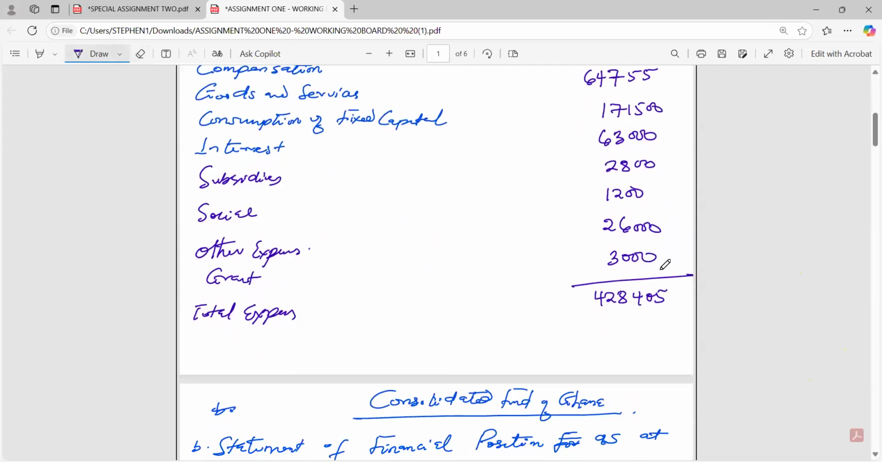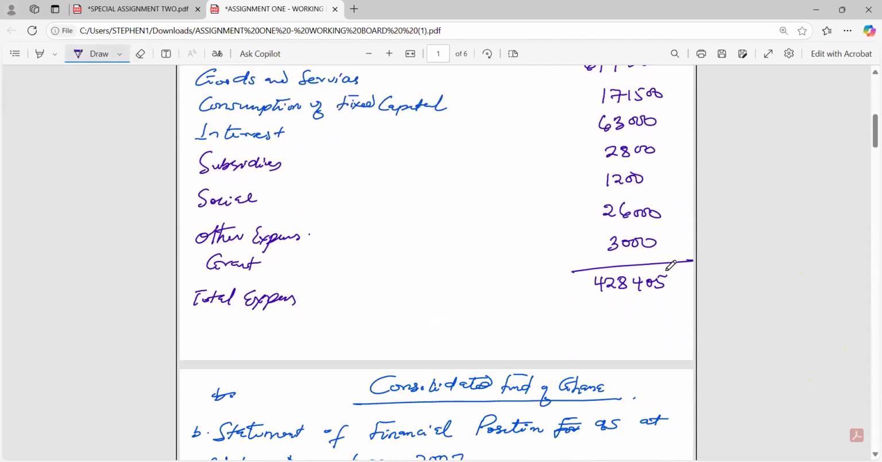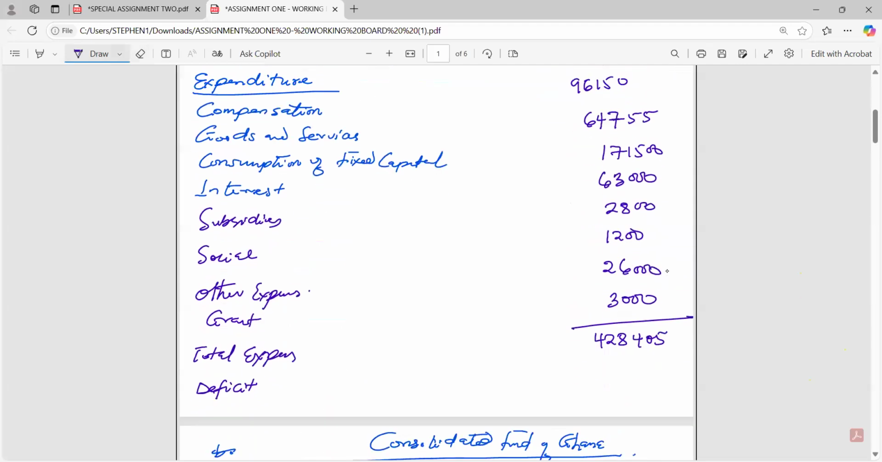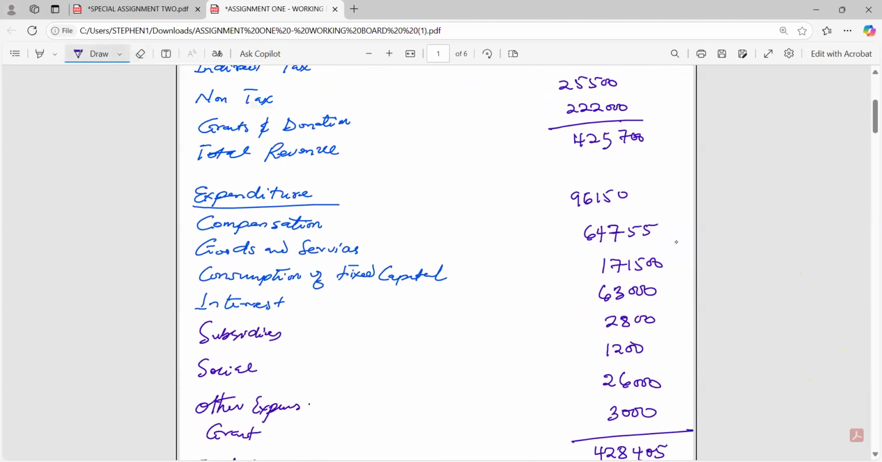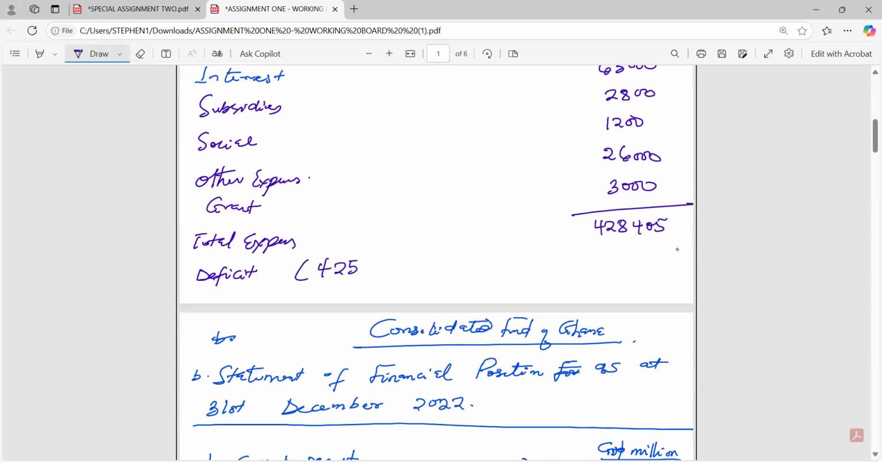Okay, good. So obviously you have a deficit of 2,705. A deficit is when you always subtract the expenditure from the revenue. So write this: revenue 425,700 minus 428,405. Life is simple. You know that the expenditure is more than the revenue. 2,705 in brackets.